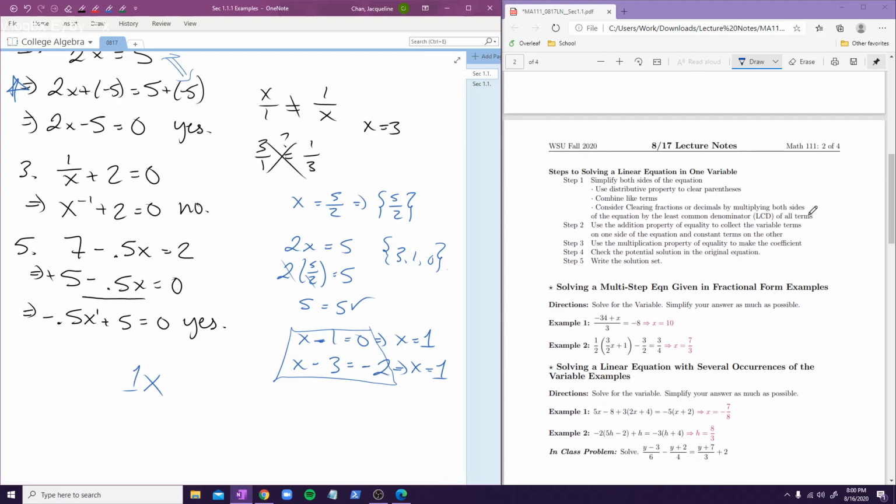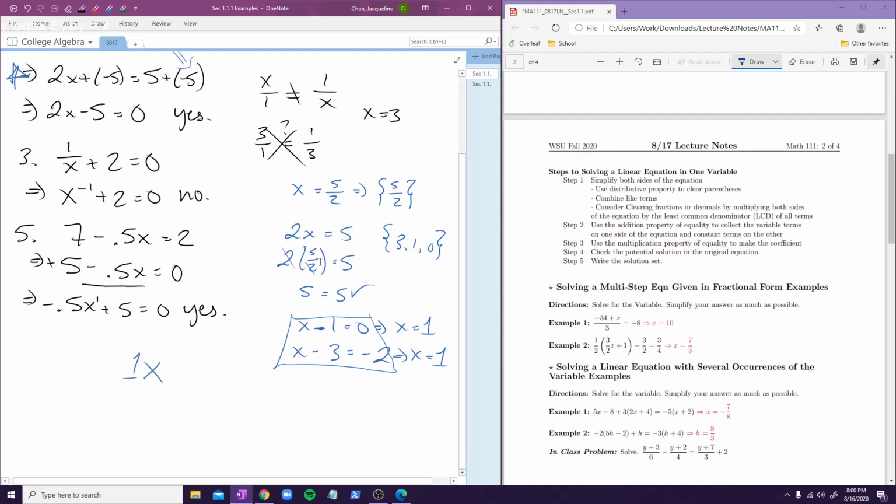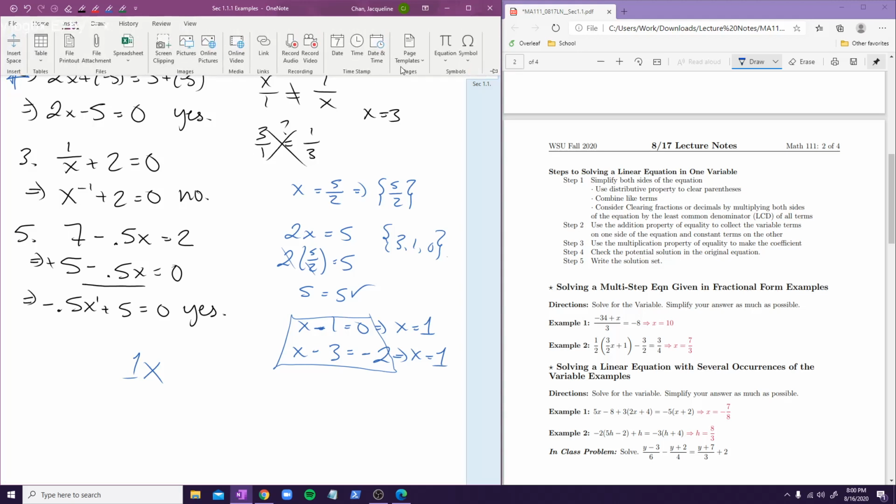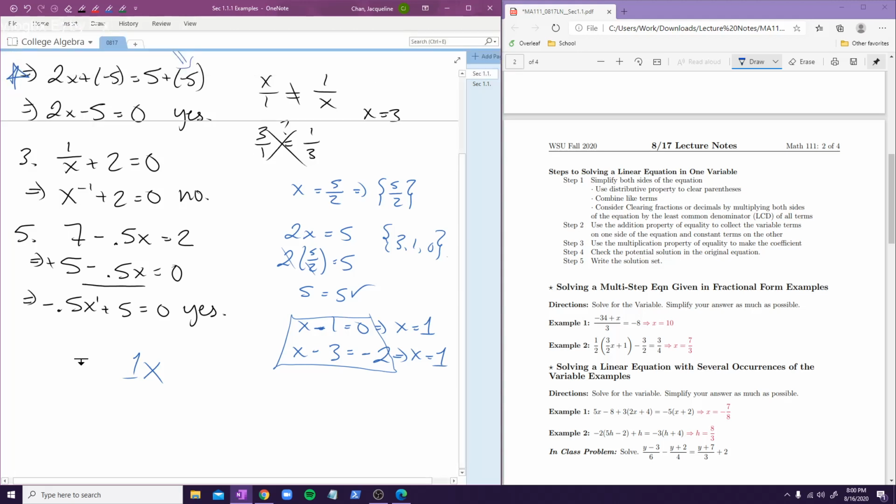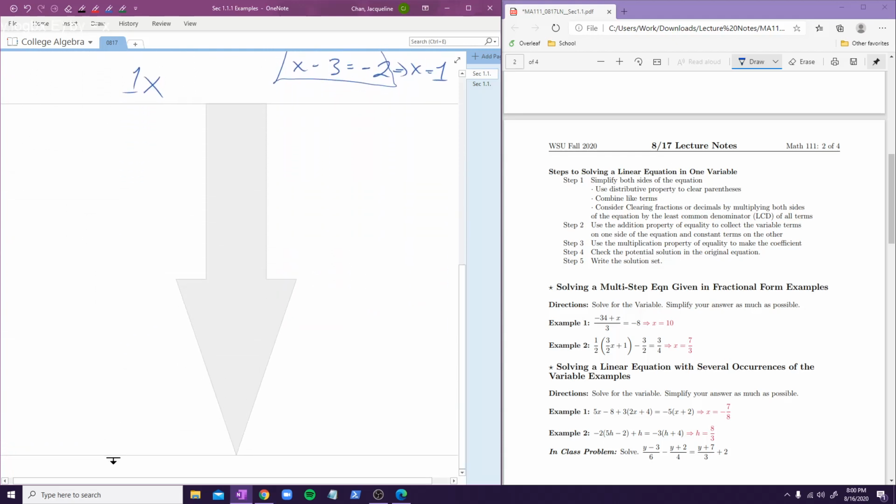So that's the addition and multiplication property. Below here are the steps to solving a linear equation in one variable. I'll talk about these steps when we do the examples. So let me create more space.